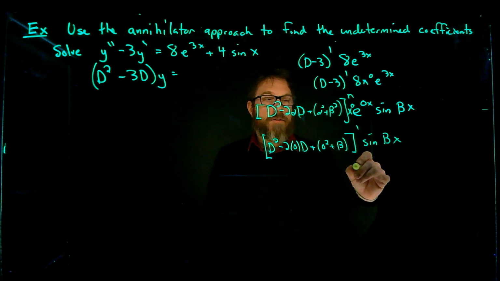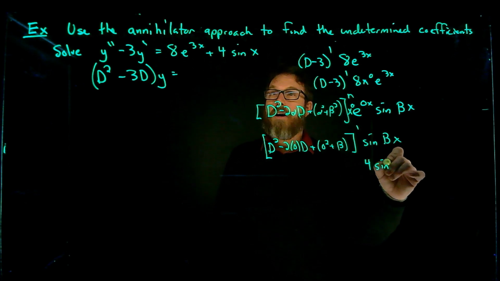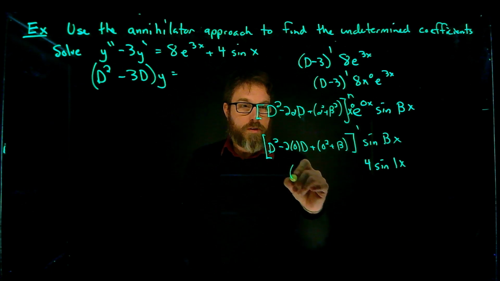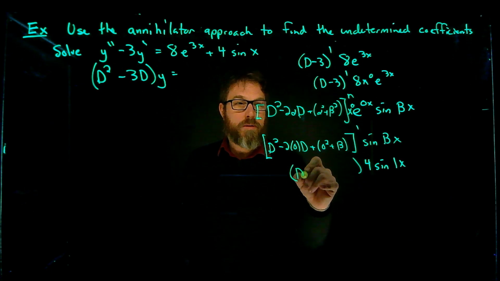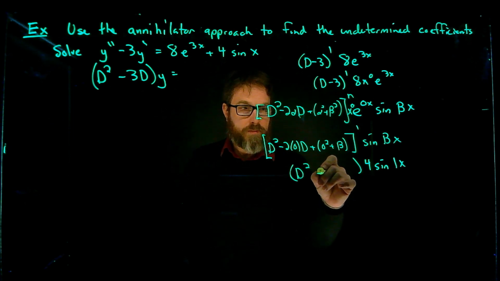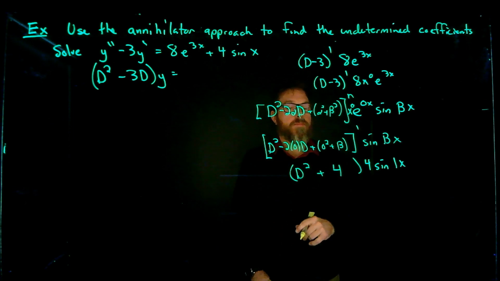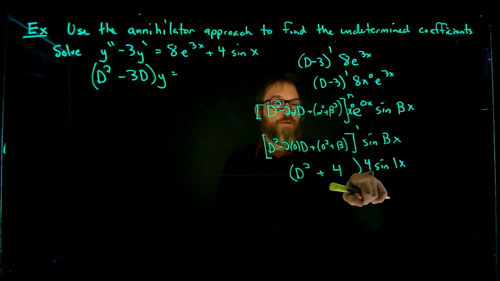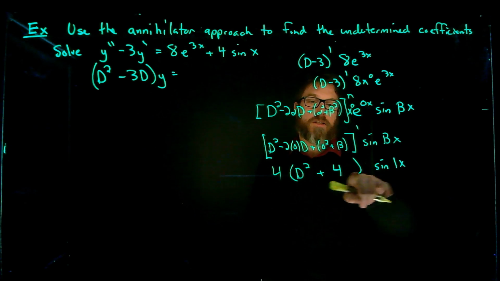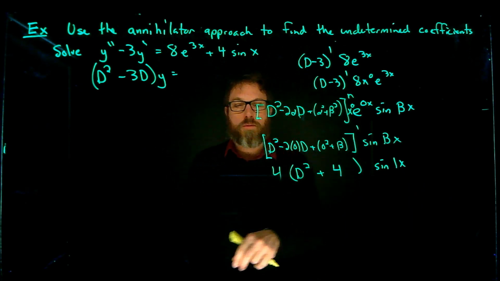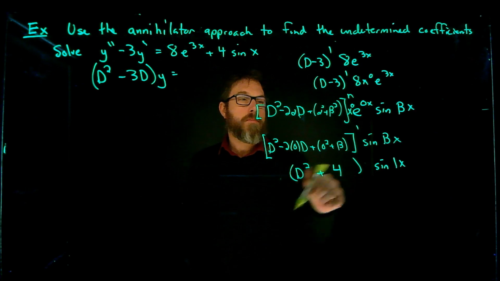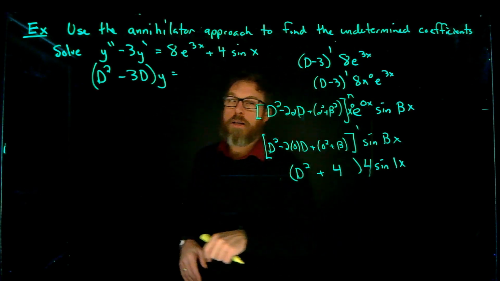So if I have 4 sine of just 1x, then what's going to annihilate this is, this power is kind of redundant, let's just do it this way. So this is going to be D squared plus 1. And really this 4 doesn't matter because it's a constant, so you can pull that out. If this annihilates this, then this will be equal to 0, and 4 times 0 will be equal to 0. So I'm really not using that 4 to find any of the alpha and betas. Okay, so let's work on that.